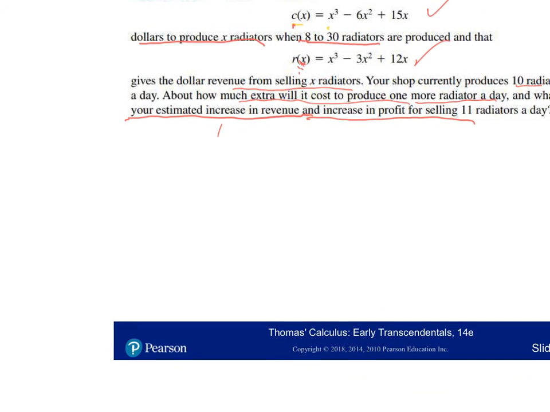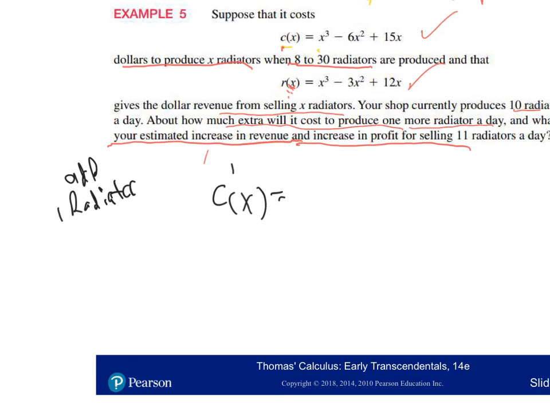All right. So let's start with, obviously, if I'm adding one radiator a day, I have to use C prime of x, which is not a hard derivative, 3x squared minus 6x, that's cubed, I'm sorry. Three x squared minus 12, not 6, 6x plus 15. Okay, make sure I do that right.